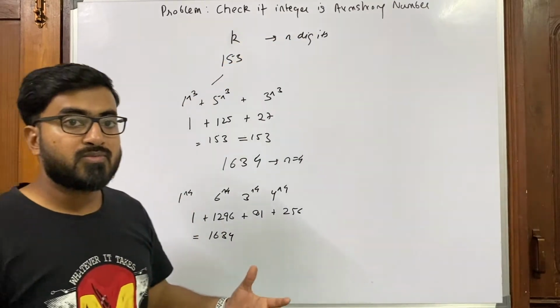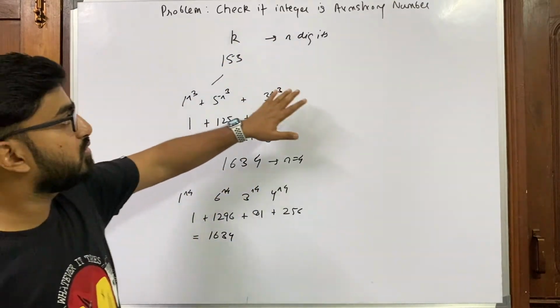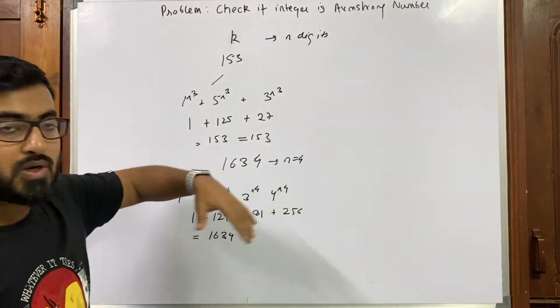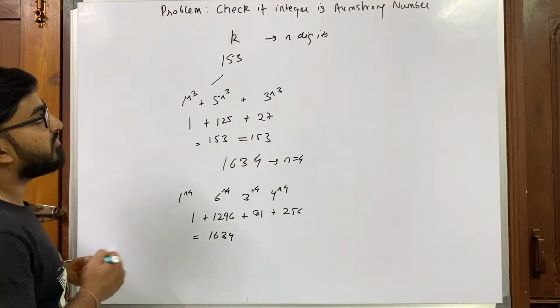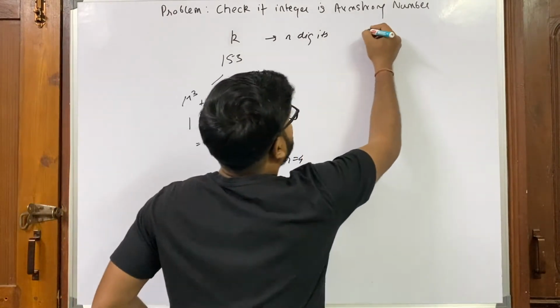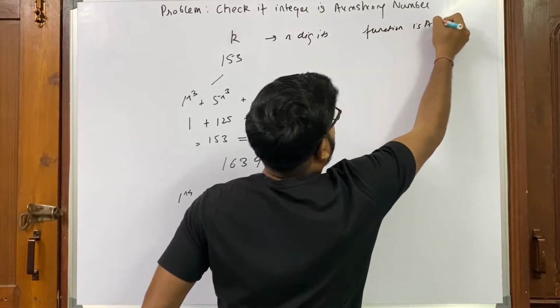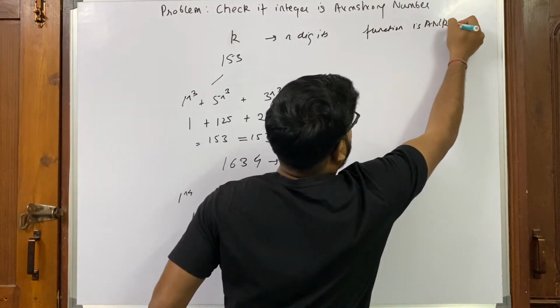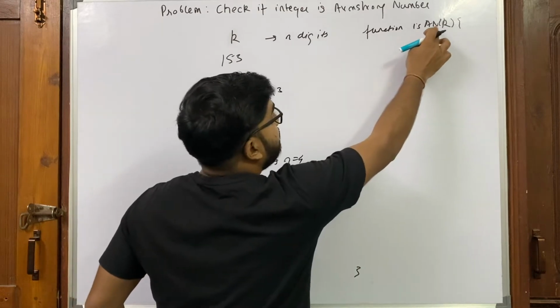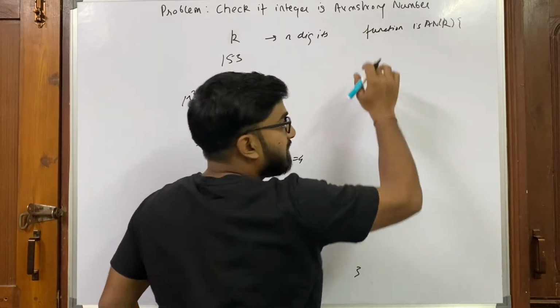We solve this problem using two separate methods. We use strings in the first method and while loops in the second method. So let's look at the first method. I'll add a function called isArmstrongNumber, which takes in an integer k. This will return true if k is an Armstrong number, else it will return false.